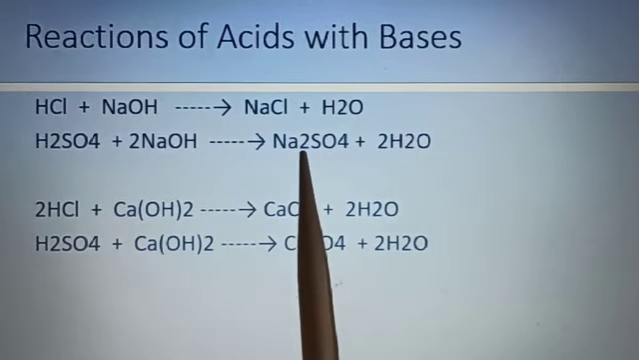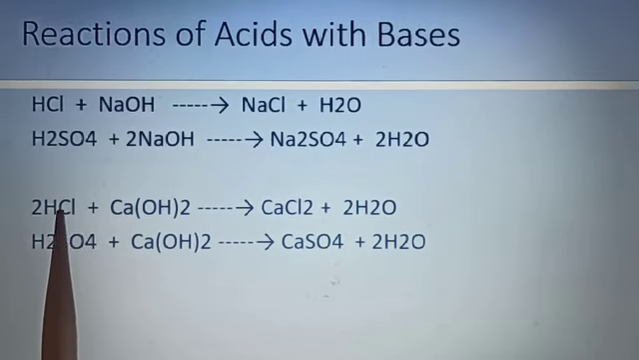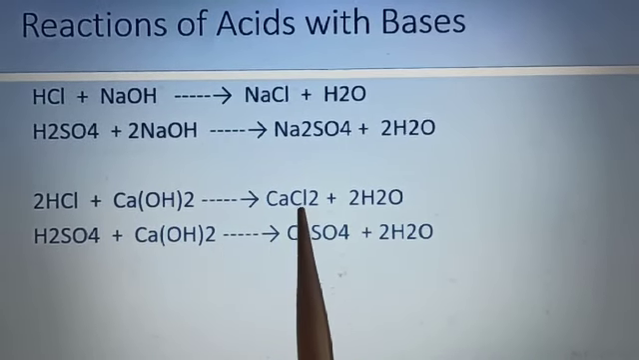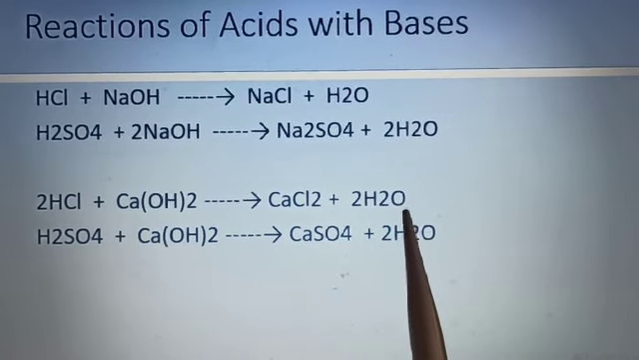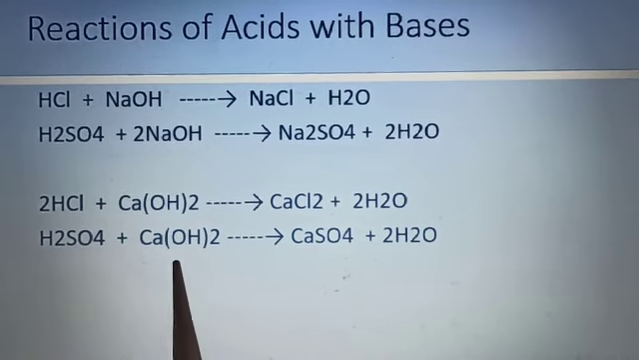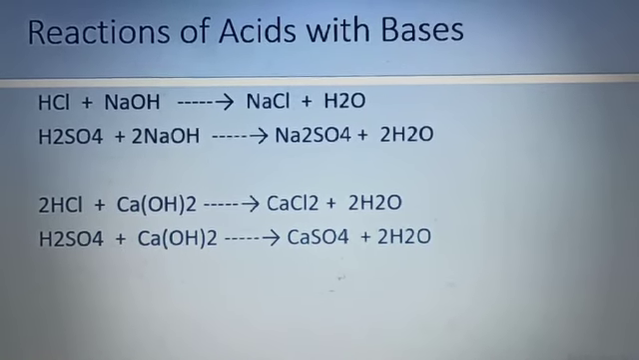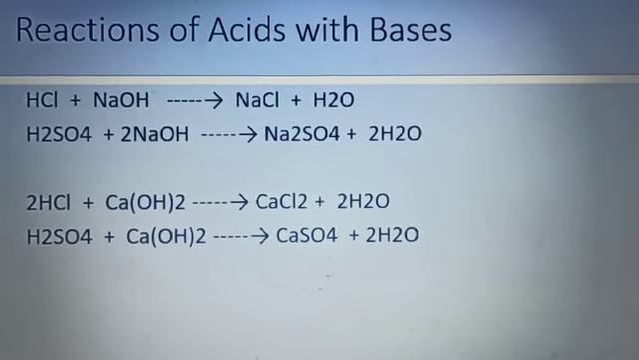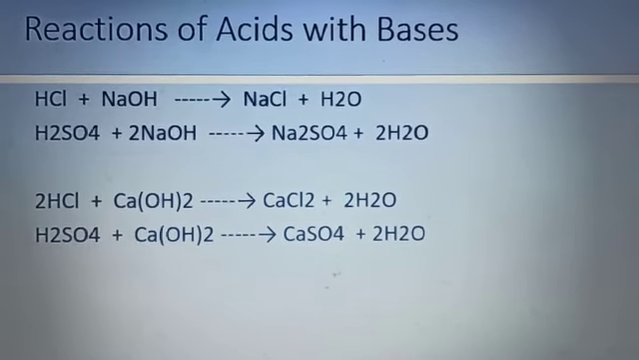To balance the reaction, you will put 2 here, right? Next is HCl acid. When it reacts with base, that is calcium hydroxide, it forms salt, that is calcium chloride, plus water, that is H2O. The next reaction is H2SO4 plus, again this acid reacts with base, that is calcium hydroxide, and forms a salt, that is calcium sulfate, plus water. So in this way the reactions take place whenever acid reacts with base. It forms salt and water.